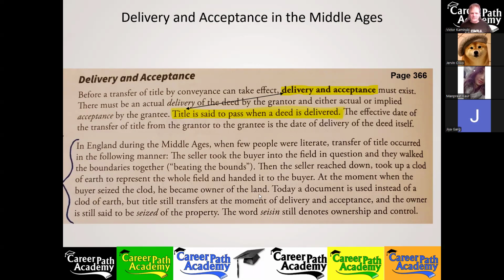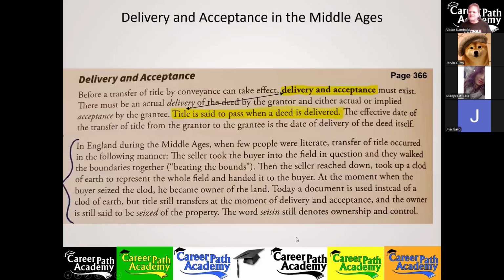So it took place like this. The seller took the buyer to the field in question and they walked the boundaries. This was known as the beating of the bounds. Then the seller reached down and took a clod of dirt that represented the land in question. They handed it to the buyer, and at the moment that the buyer seized that clod, they became the owner of the land. Today, a document is used instead of a clod of earth, but title is still said to transfer at the moment of delivery and acceptance, and the owner is still said to be seized of the land, just like they seized the clod of soil from that field that was sold.